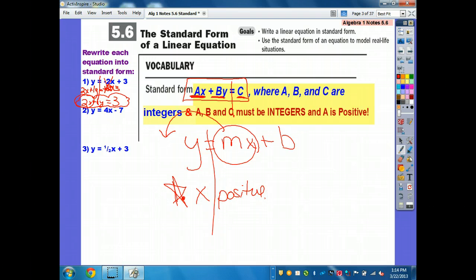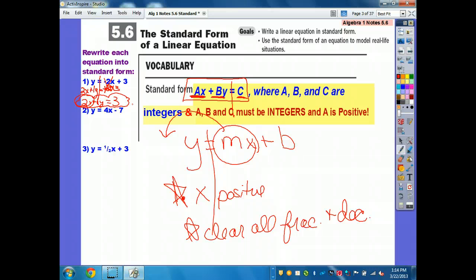And before I know that's my final answer, what else? What's that final thing on your note card? All the decimals and fractions are clear. Right. You have to clear or get rid of all fractions and decimals. And in this case, are there any fractions or decimals in the standard form equation? No. Nope. So we were done. We circled it. All right.